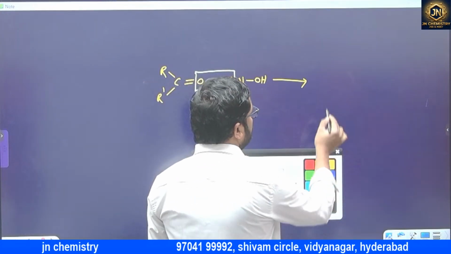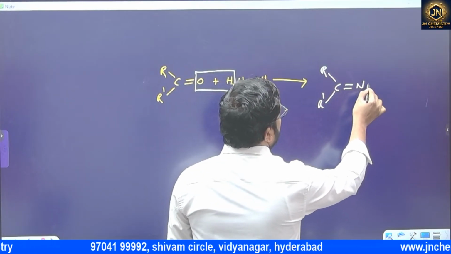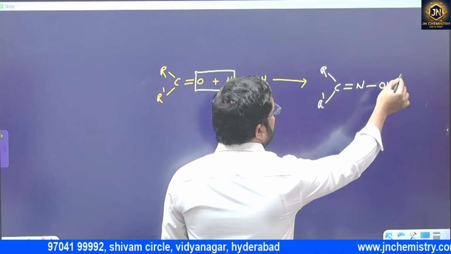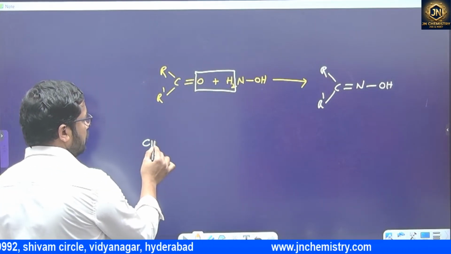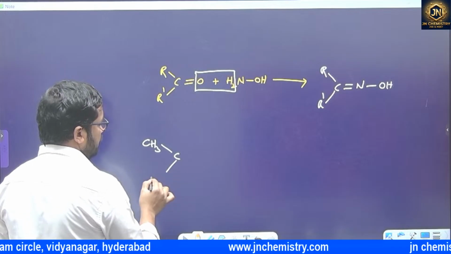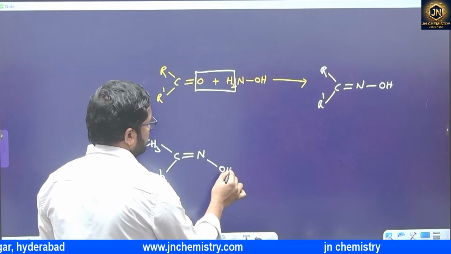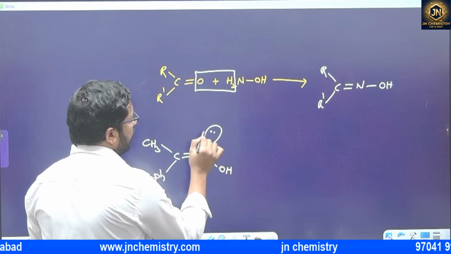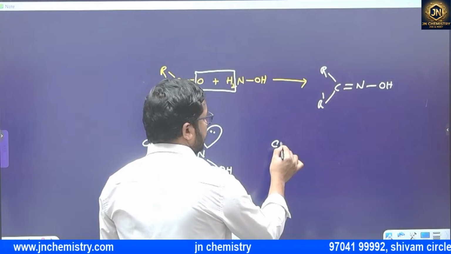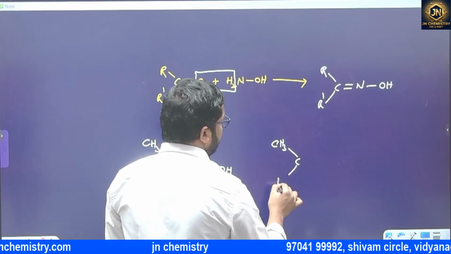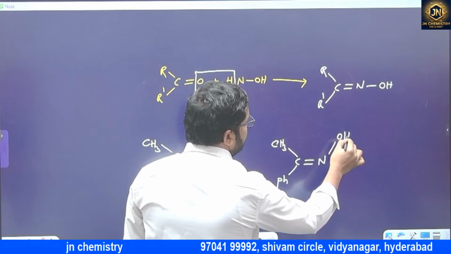Yes or no? Hello? So in this case, the ketone, we will take one example. For example, methyl phenyl, double bond NOH, the lone pair. This is one type. And one more type, CH3, Ph, double bond N, OH with the lone pair down.